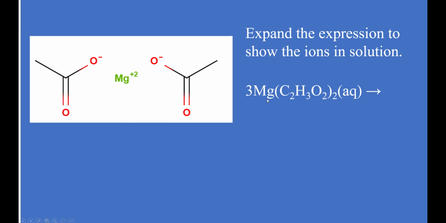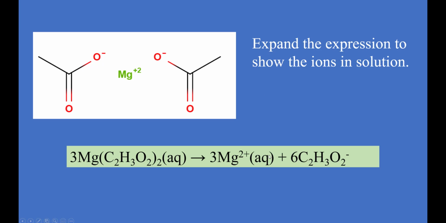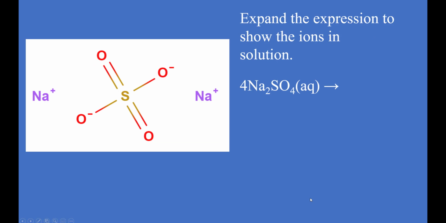We say, well, if there's 3 of these units, there'd be 3 magnesiums, and 2 times 3, 6 acetate ions floating around independently. So 3 magnesiums, and then 2 times 3 is 6 of these acetate ions. Let's do another one. This time there's 2 sodiums and a sulfate, sodium sulfate. How would you write the ionic equation for 4 of these?